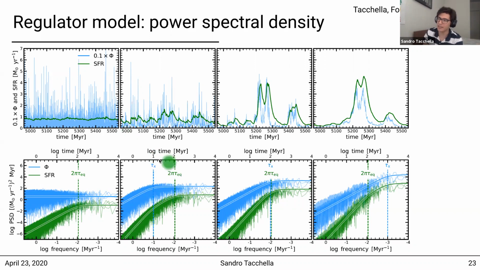And you can see that from left to the right, the inflow rate gets more and more correlated. So we have this tau x, which marks the break, it's basically the correlation length in the system for the inflow rate. It increases to higher and higher times. And you can see that we set the equilibrium time scale to be the same, and you're always correlating the star formation histories on shorter time scales, and the slope difference here is just 2.